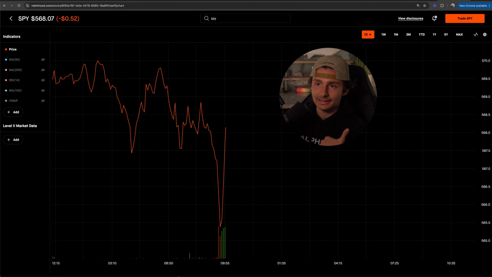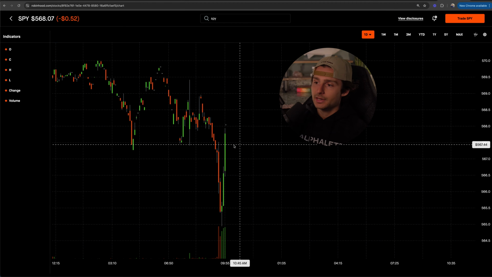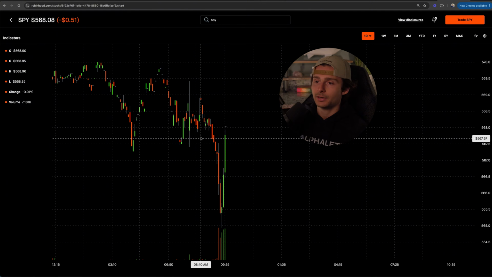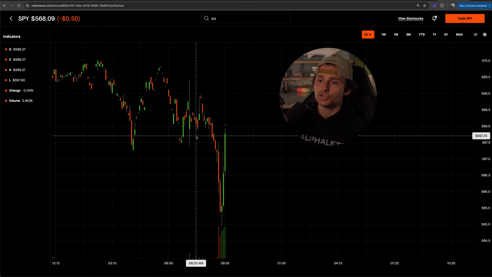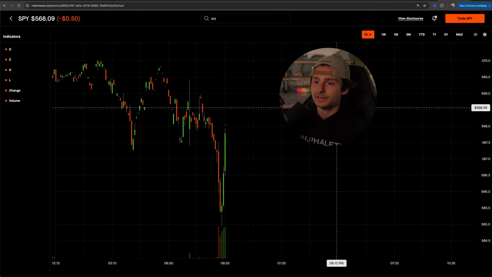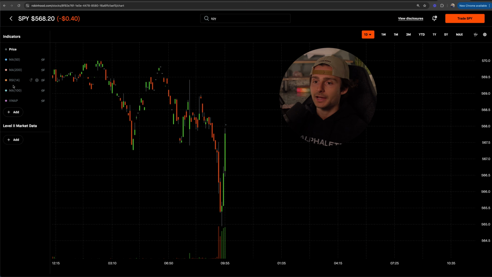I just can't look at this. I can't look at lines. I got to have candlesticks. So, okay, now I can at least breathe when I look at this chart. But inside of this chart, you have the indicators on the left-hand side. If I hover over on the left-hand side and then I scroll down, I can add indicators, but below that, there's level 2 market data.